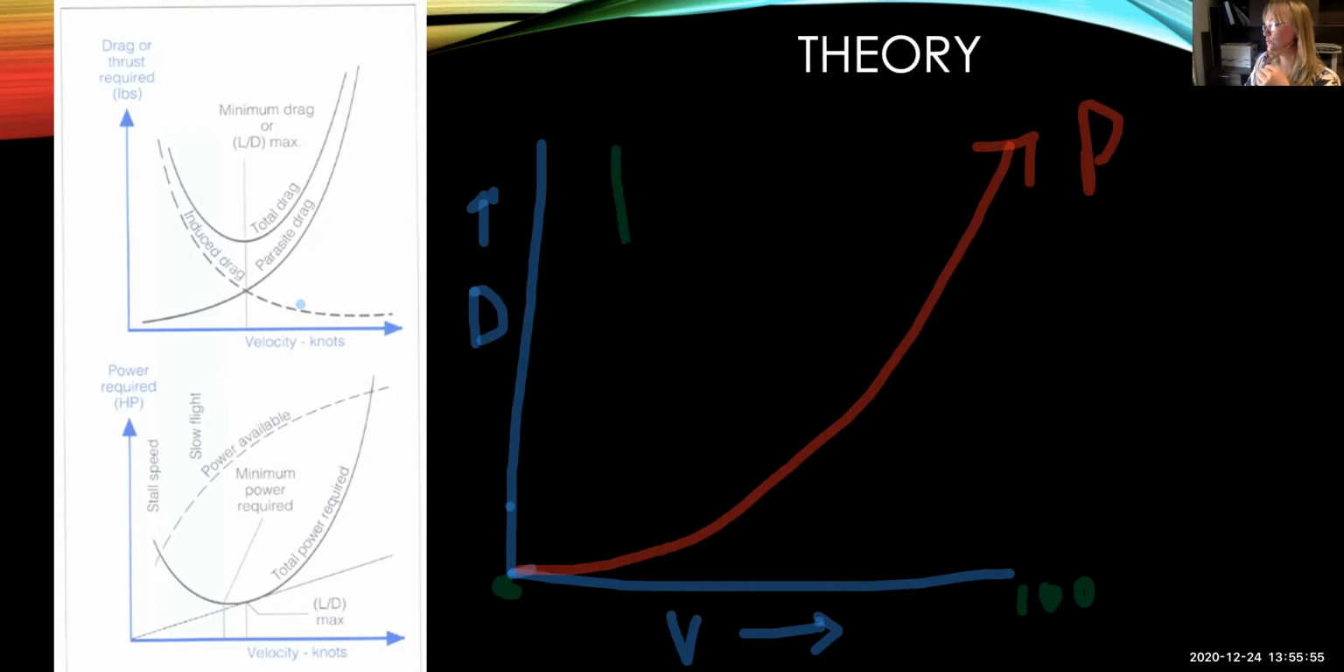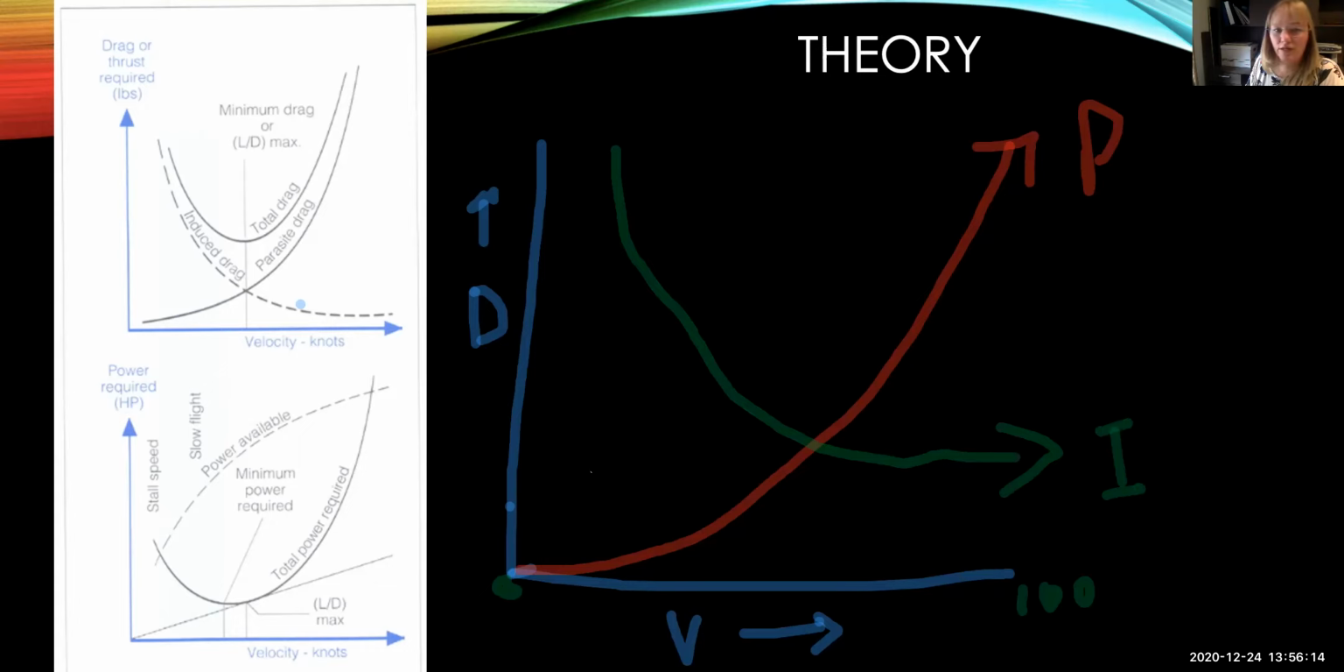You're going to walk your student through the process of getting faster and faster and faster, which means, pay attention, that attitude decreases to go faster and faster. If the attitude decreases, the wingtip vortices decrease, and therefore induced drag decreases, and induced drag looks like this.